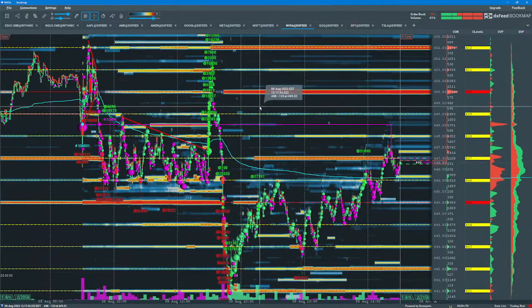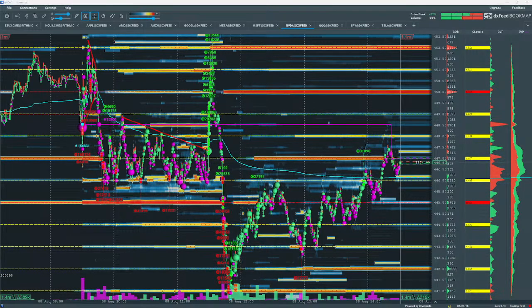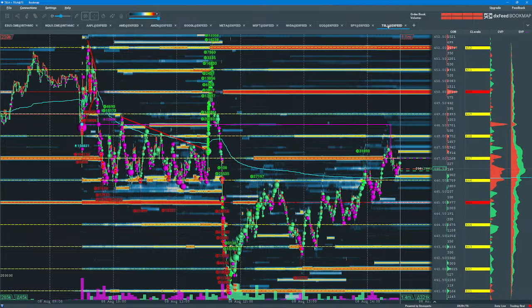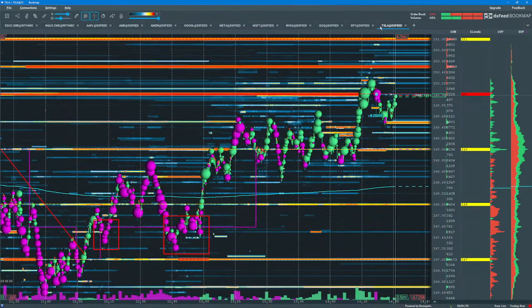So NVIDIA continues the move higher. Aggressive buyers coming in. Trend break, pullback, long entry, multiple long entries on the way up. Let's go back to Tesla and see how it is resolving with a test of the 250 level.